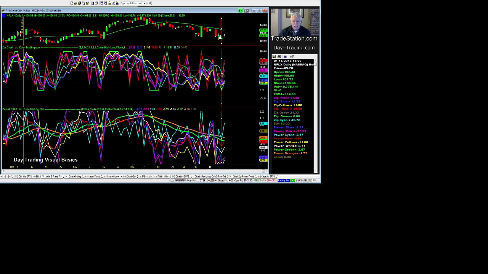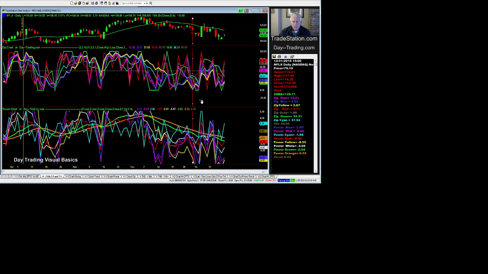Both of these are lower prices, but the candles are green. So you can see there's some divergent pressure that's going on in this situation. But in any case, that's the first example of a Zip Cyan highest.